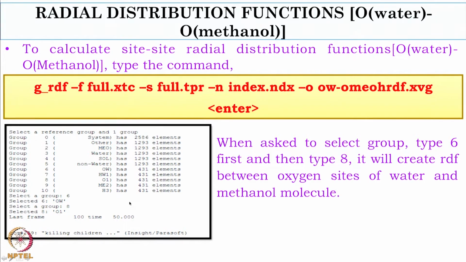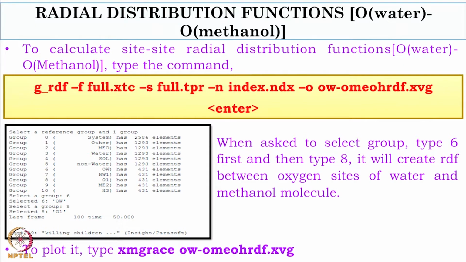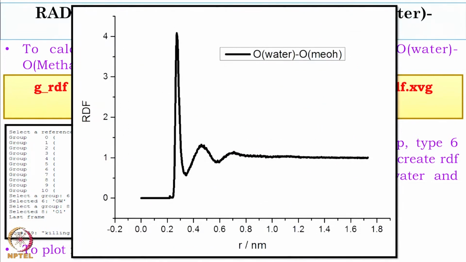First you select a reference group, then a second group. After that you will have a file, OWOMEOH rdf.xvg. You can view the file using the command xmgrace. Just type xmgrace, space, the file name, and it will show the graph like this.